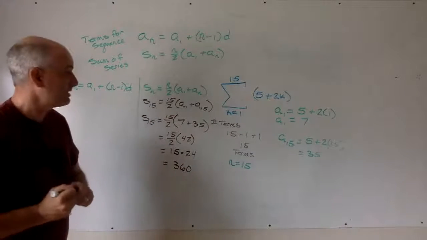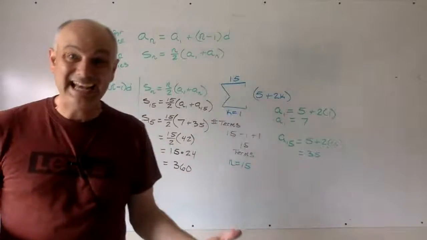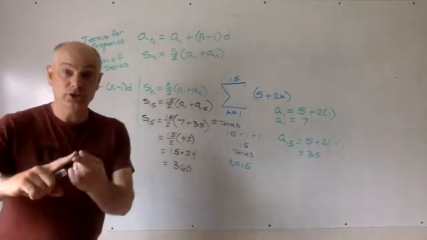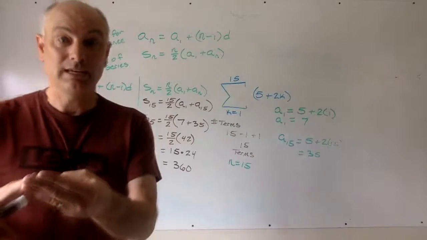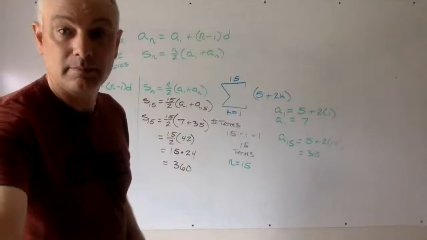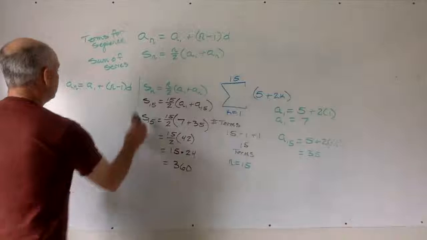I'm hoping you're thinking that's a heck of a lot better than coming up with all 15 terms and then adding them, okay? Because you only need what? The first term, the last term, and the number of terms. And you can calculate the sum of the arithmetic series. Okay? Your turn.